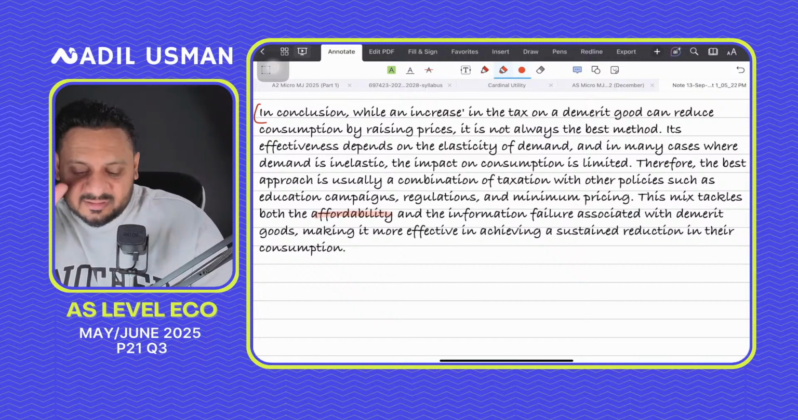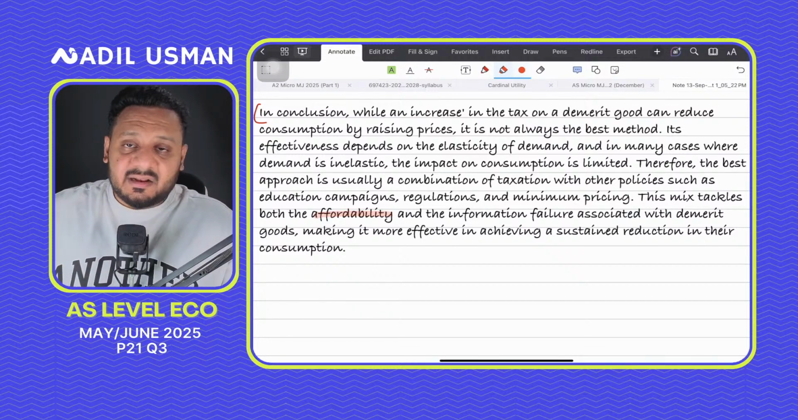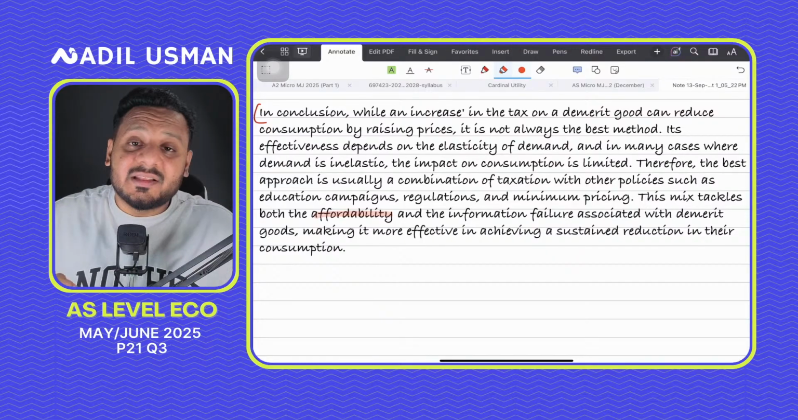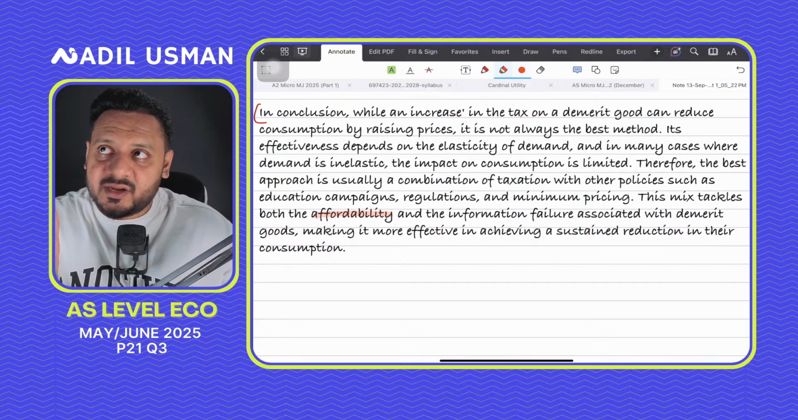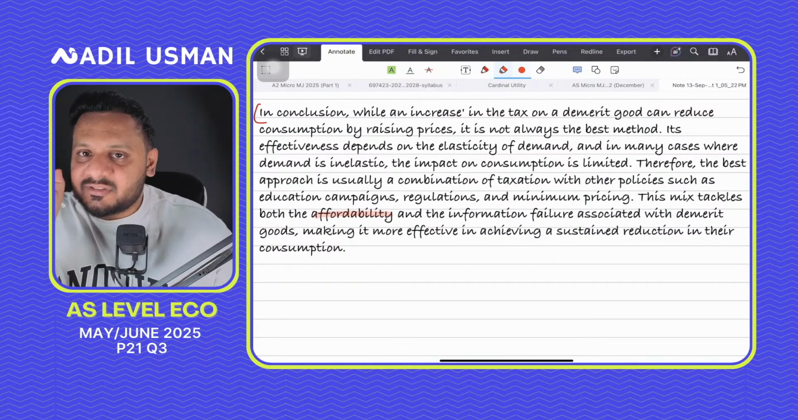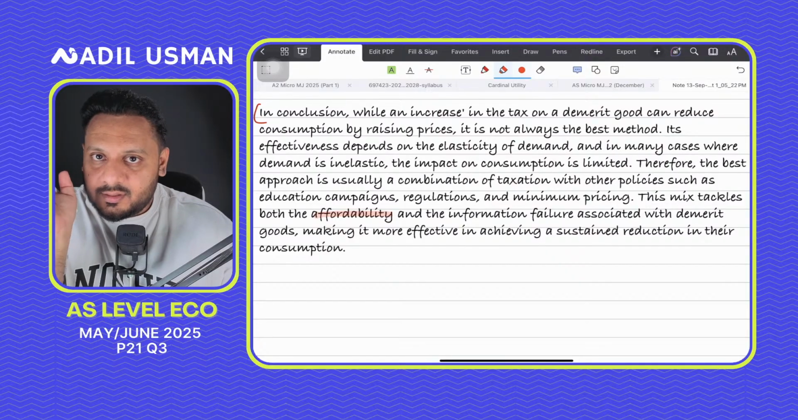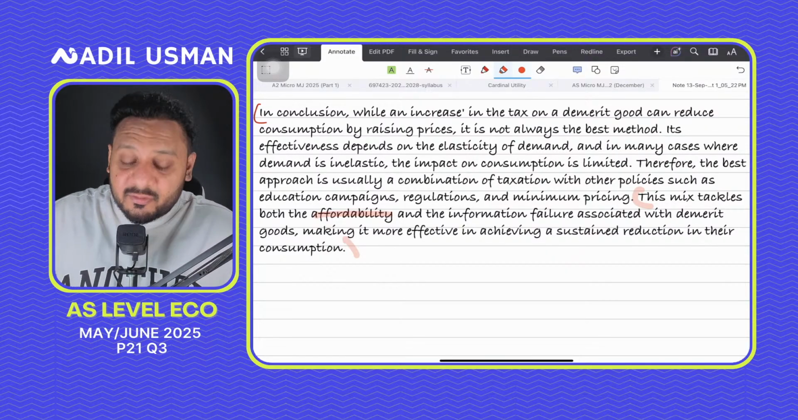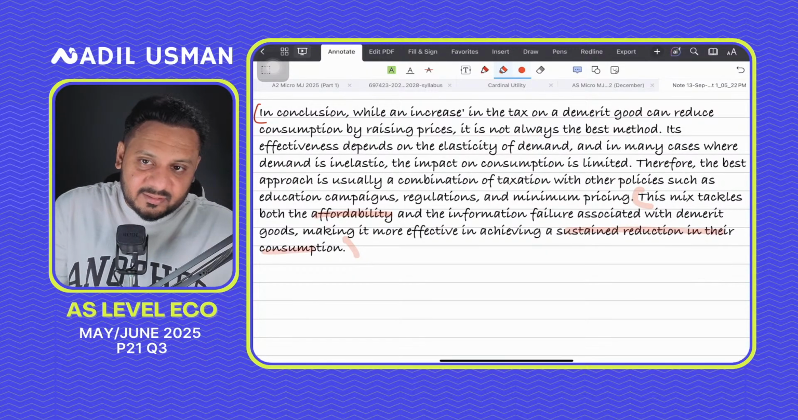Hence, it is more effective. This is your final judgment. And a final judgment has to be there in a P2 answer. Otherwise, you will not get the 1 mark that is associated with the final judgment. That's why I was saying 3 out of 4 if you don't write this. So, making it more effective in achieving a sustained reduction in their consumption.